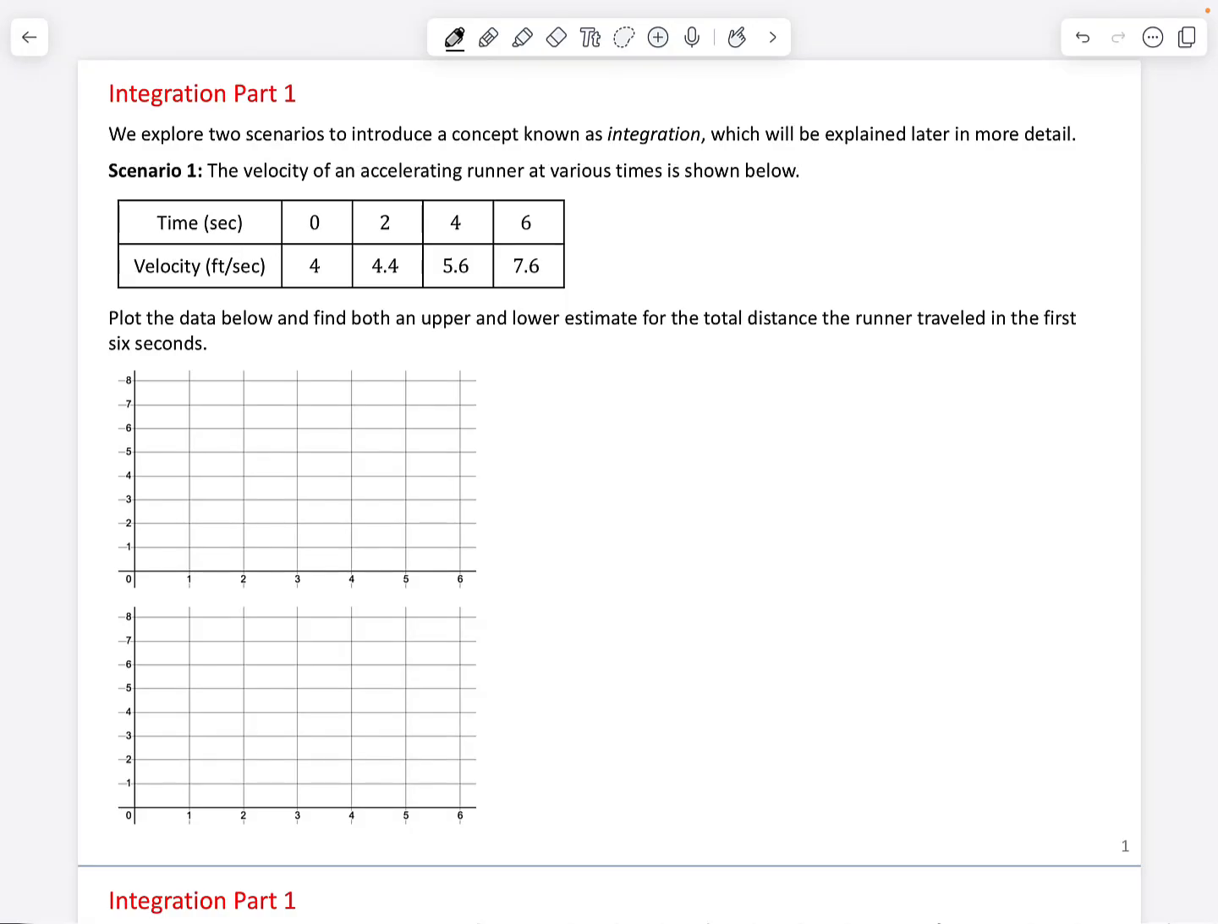Greetings, calculus students. This lesson will be part 1 of a 2-part introductory series on a concept known as integration. Now, we will explore 2 different scenarios to introduce this concept, which will be explained later in more detail.